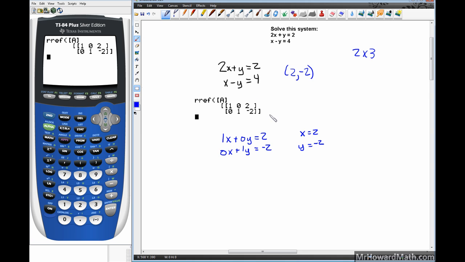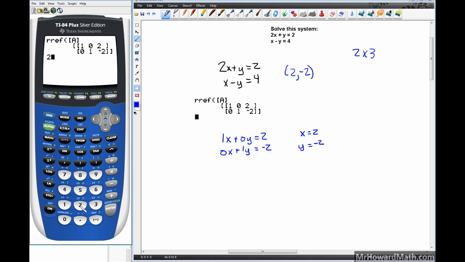Alright, we're going to look at another example here. But before we do, let's check this. We can always check to make sure we put it in right. What this tells us is that when we substitute 2 for x and negative 2 for y, it makes these two equations true. That's all this is telling us. So we can check that here by substituting 2 for x and negative 2 for y.